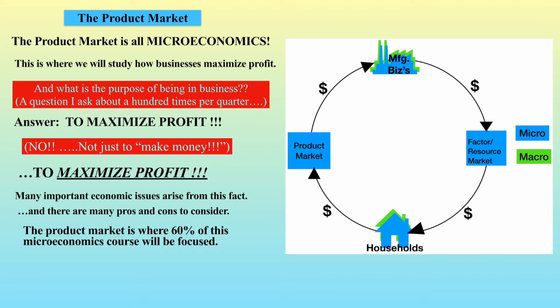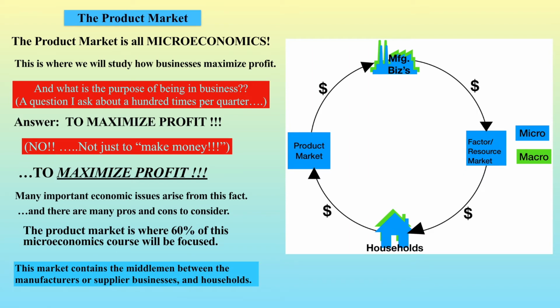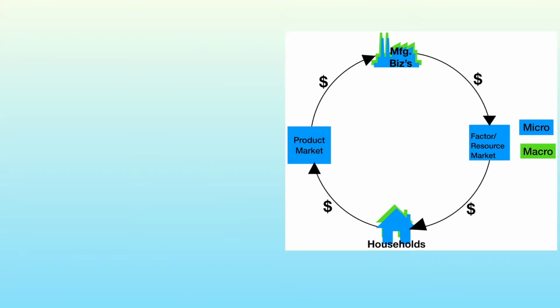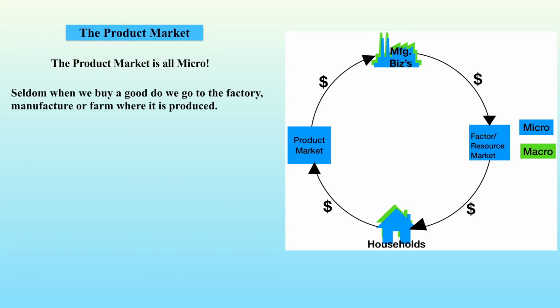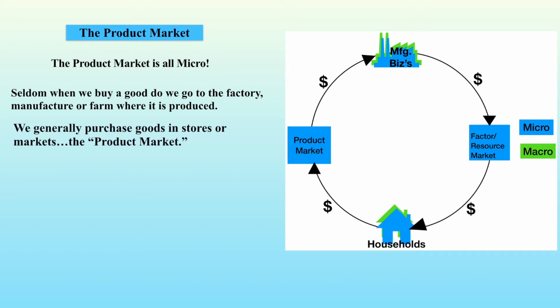The product market is where 60% of this microeconomics course will be focused. This market contains the middlemen between the manufacturers or suppliers of businesses and households. Seldom, when we buy a good, do we go to the factory, manufacturer, or farm where it is produced. We generally purchase goods in stores or markets. This is the product market.